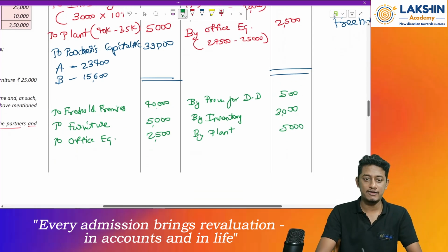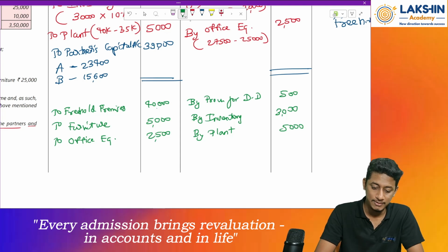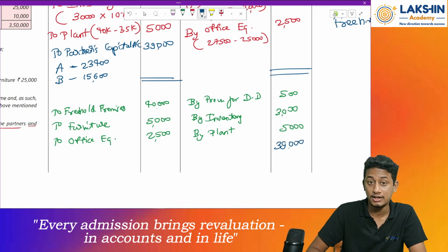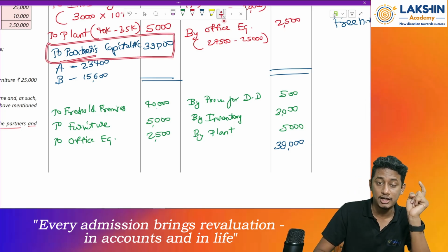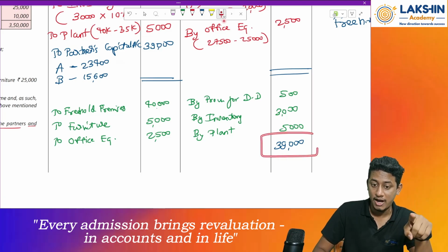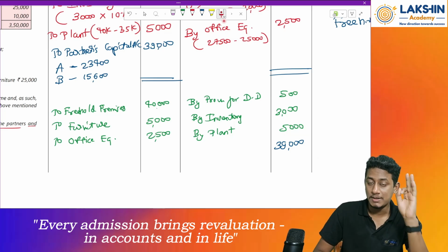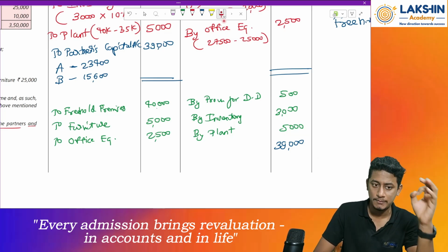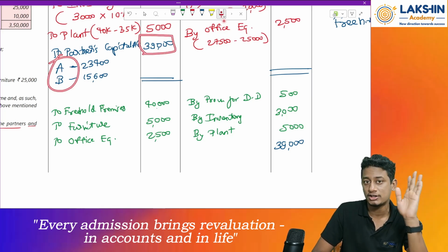Now again balance the revaluation account. Rupees 40,000 plus rupees 5,000 plus rupees 2,500 minus 500 minus 3,000 minus 5,000 will be equal to 39,000 rupees. But this time it is a loss on revaluation. Whatever values we had over here is a profit on revaluation, but whatever value I am having over here is a loss on revaluation. Now coming to division part, always remember this. Whenever you are preparing a simple revaluation account, whatever profit or loss you have should be divided between the old partners only.